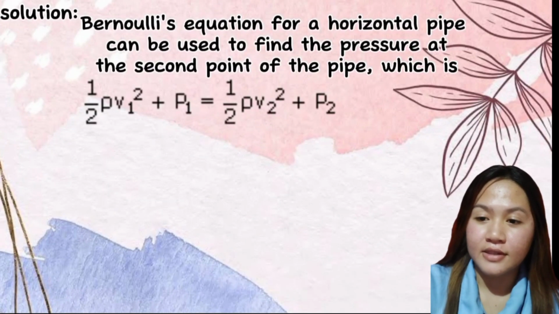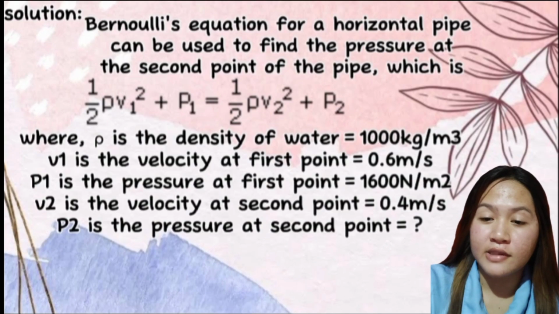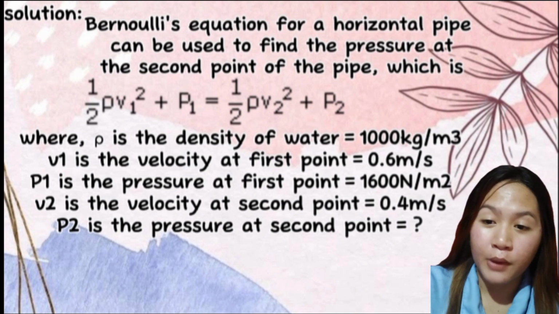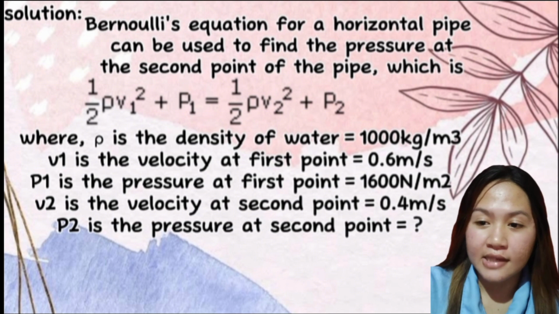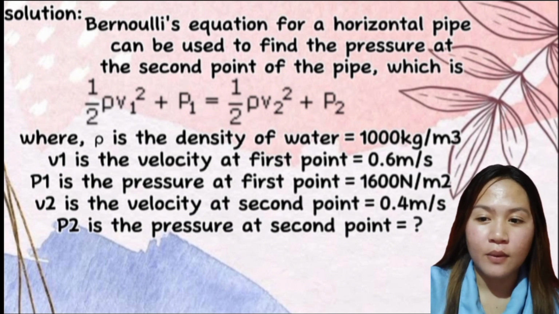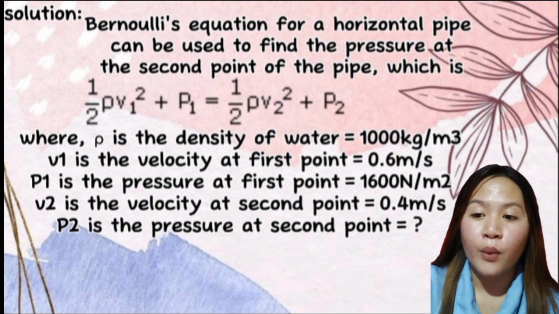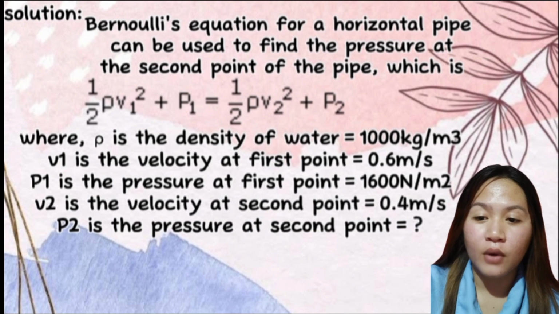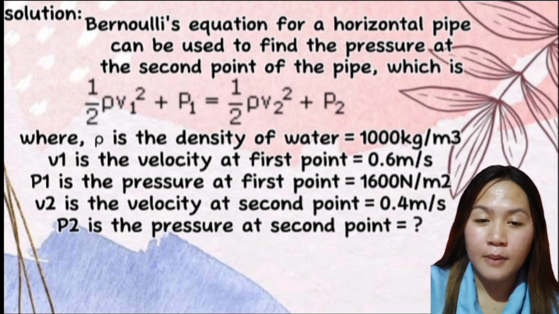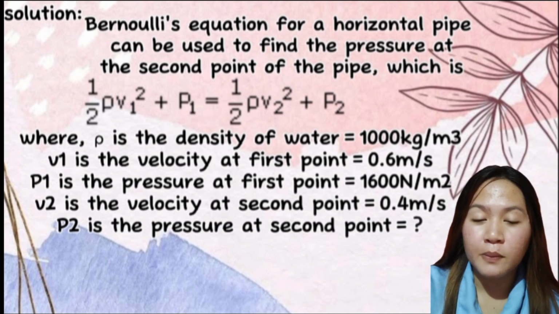To get the answer, Bernoulli's equation for a horizontal pipe can be used to find the pressure at the second point of the pipe, which is 1/2 ρV1 squared plus P1 equals 1/2 ρV2 squared plus P2, where ρ is the density of water equal to 1,000 kilograms per cubic meter. V1 is the velocity at the first point, equal to 0.6 meters per second.